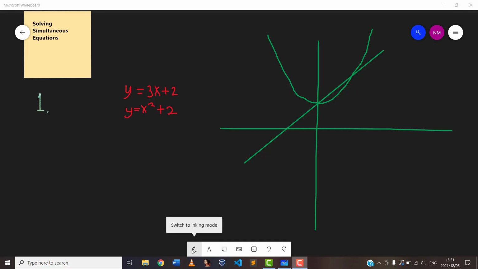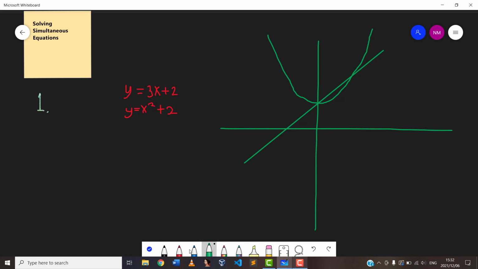All right, let's look at some simultaneous equations with quadratics. So we have this right here, y equals 3x plus 2 and y equals x squared plus 2. So represented on the graph, it looks something like this. So we want to find the x values where the two diagrams intersect, right? So what we'd have to do is equate this y value with this y value, and then after equating it, you just solve for x at this point.